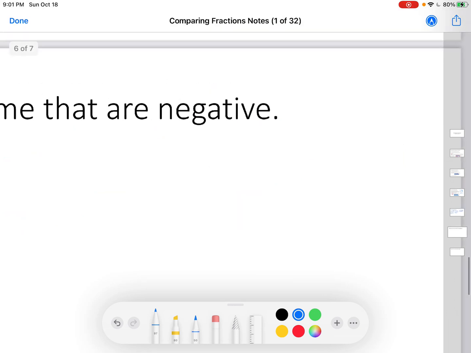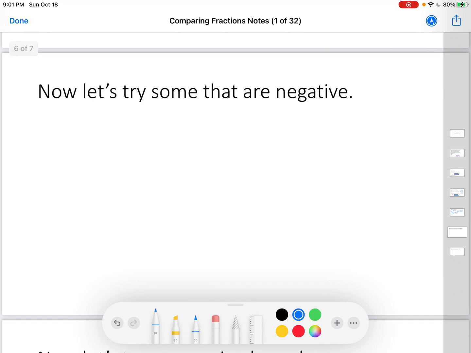All right. Now let's try some that are negative. Remember, it works exactly the same, but everything's in the reverse order, so the bigger one will be less. So let's try negative 4/9 and negative 10/21. Okay, what's our common denominator? I'm going to find it slightly differently.